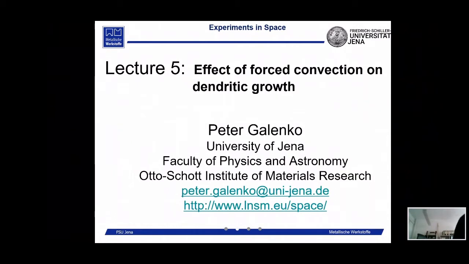Now, on an example of convection, we can consider the effect of reduced gravity and microgravity on the formation of microstructure. Forced is one of the key words in this convection. Forced means that we induce this convection in a special environment and with special equipment.